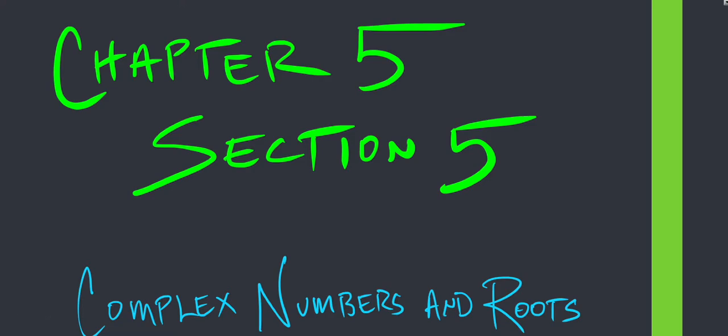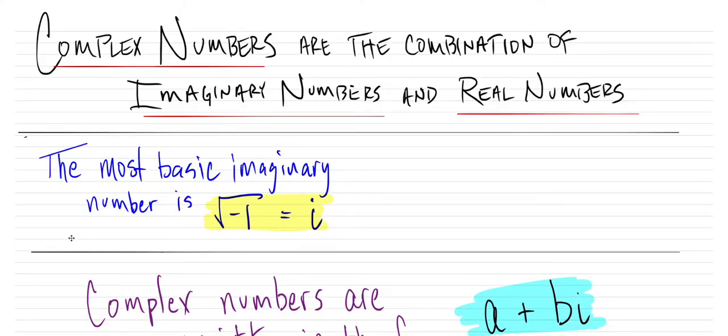Complex numbers. So most people call complex numbers imaginary numbers, but technically, complex numbers are imaginary and real numbers combined.